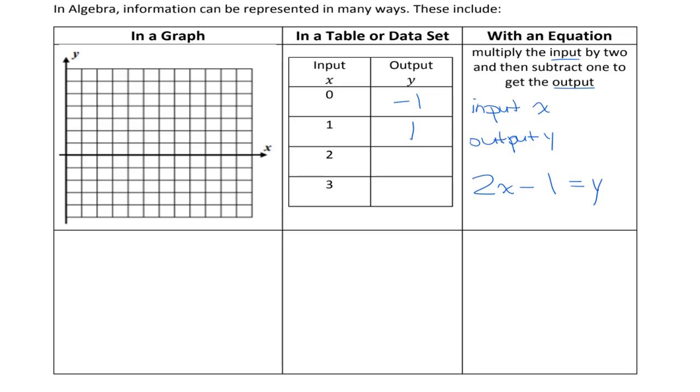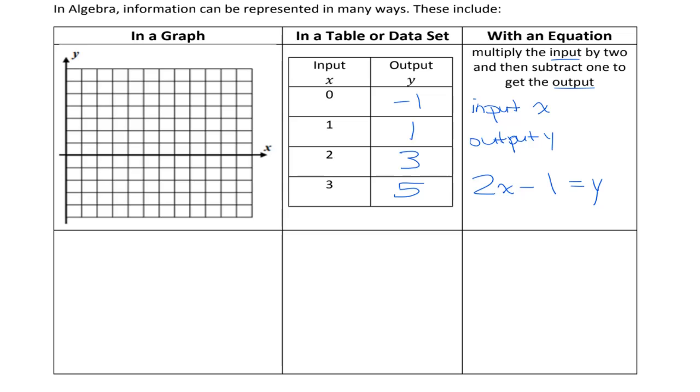If I put 2 in for x, 2 times 2 is 4, minus 1 is 3, I'll get that. And my last one, if I put 3 in, 2 times 3 is 6, minus 1 would be 5. So I have a table. Now I can actually graph these.